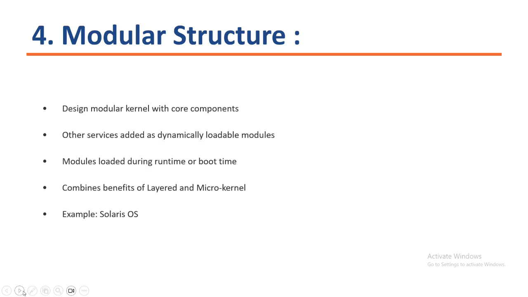Next one combines the benefits of layered and microkernel. This design cherry picks the good parts of the two earlier approaches, from layered architecture and from microkernel. Example, Solaris OS. It is an operating system by Sun Microsystems.